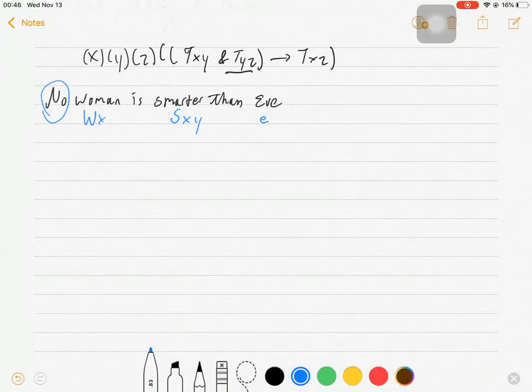So there's going to be a few different ways to translate this. I'm going to translate the most forward way. For all of X, if X is a woman, then it's not the case that X is smarter than Eve. You could also translate it as it's not the case that there exists an X such that X is both a woman and X is smarter than Eve. Both of these are going to be equivalent statements. Let's look at another one.